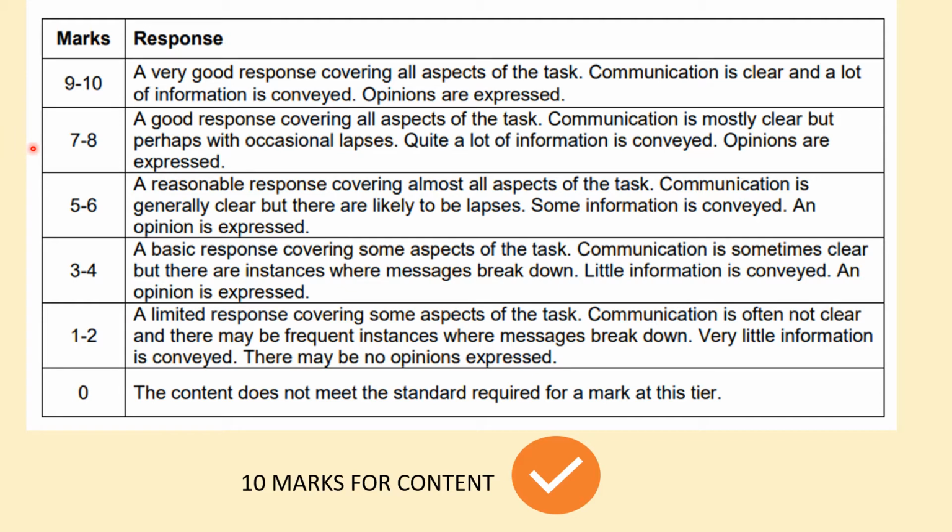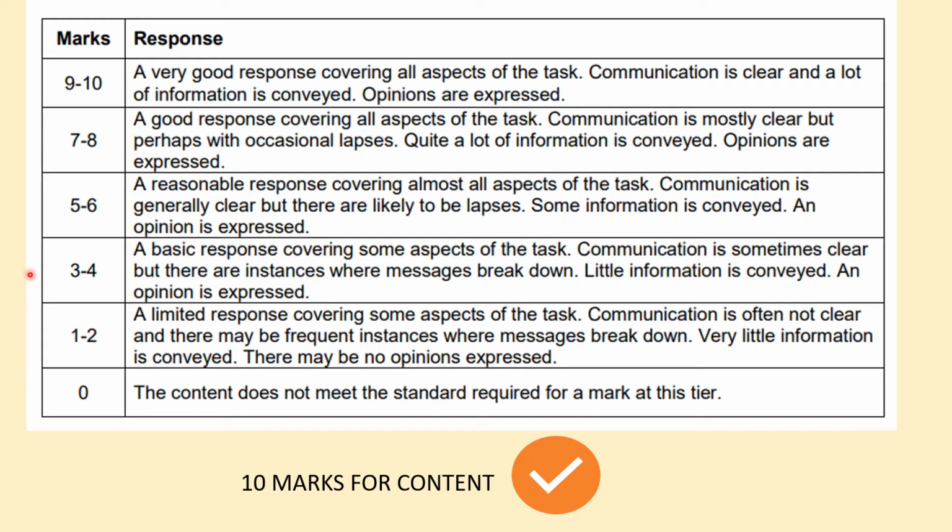So it doesn't matter how amazing your bullet points are. If you answer 2 bullet points and they are absolutely fabulous, and you cover all of the tenses and you write 90 words, but you only answer 2 bullet points, you can still only get 3 to 4 marks for the content. It is really important that you answer all 4 bullet points.